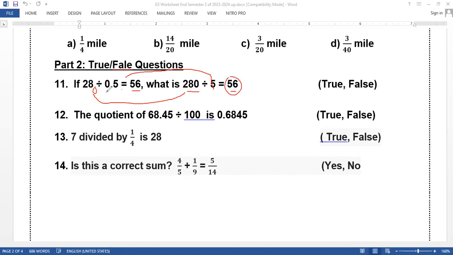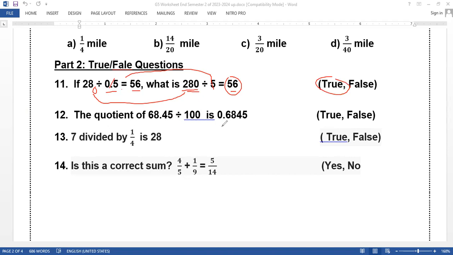Because when you divide by a decimal number, we cannot, so we need to move the point to the right one step, or multiply it by 10. If you multiply 0.5 by 10, it becomes 5. If you multiply 28 by 10, it becomes 280. So true.